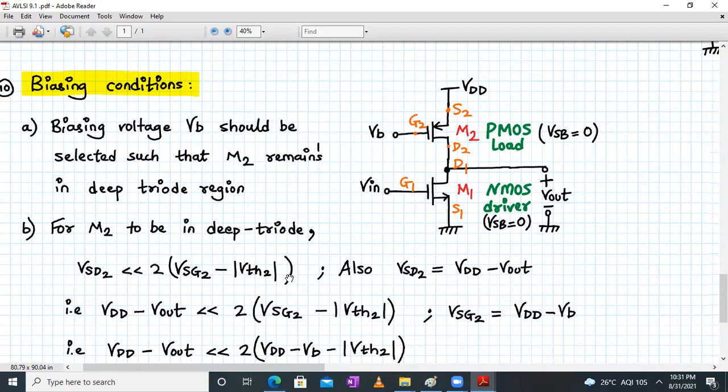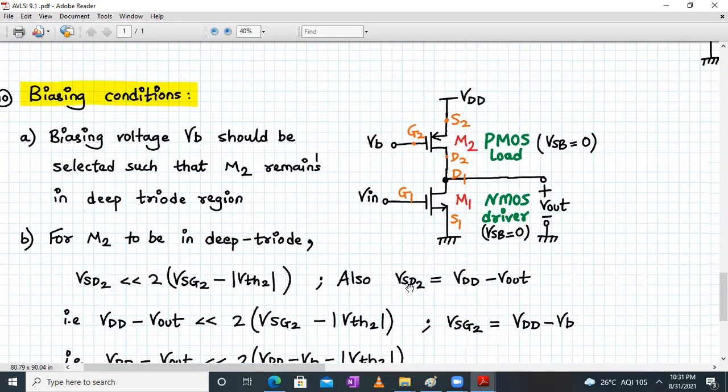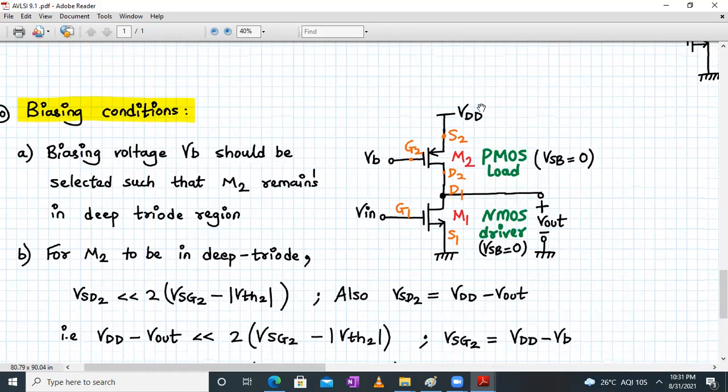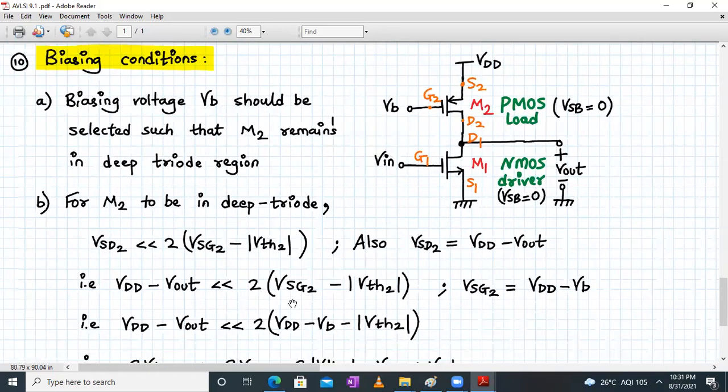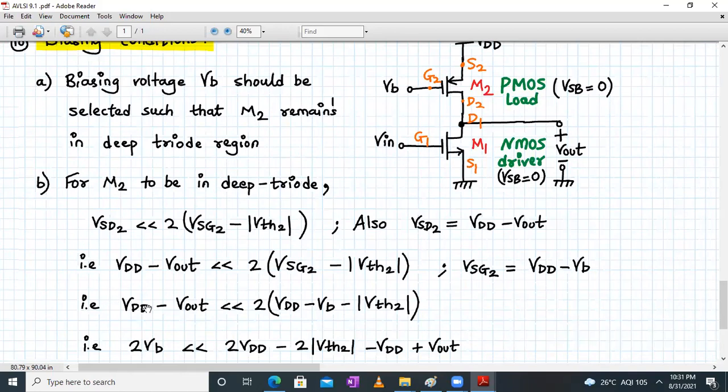And from the diagram, what is VSD2? It's VDD minus V out. You can check it out. VS2 is VDD and VD2 is V out. So VSD2 is VDD minus V out. Also, earlier we determined VSG2 is VDD minus VB. So we'll plug in both the values right over here. What do we get? VDD minus V out should be less than twice VDD minus VB minus mod of VTH2.